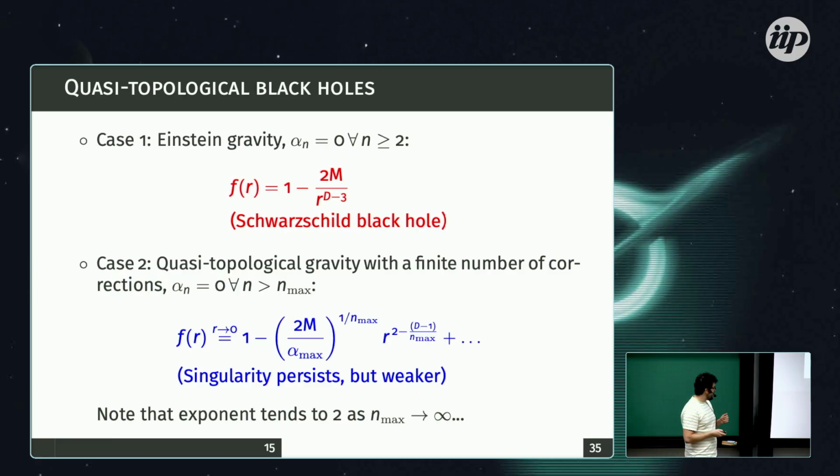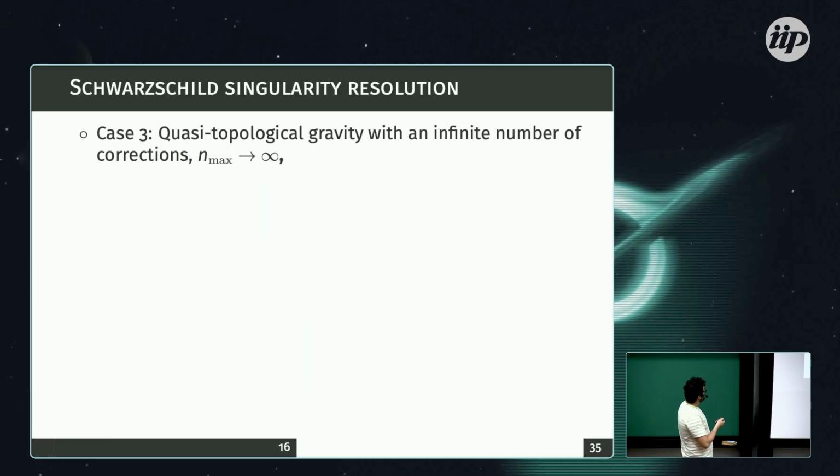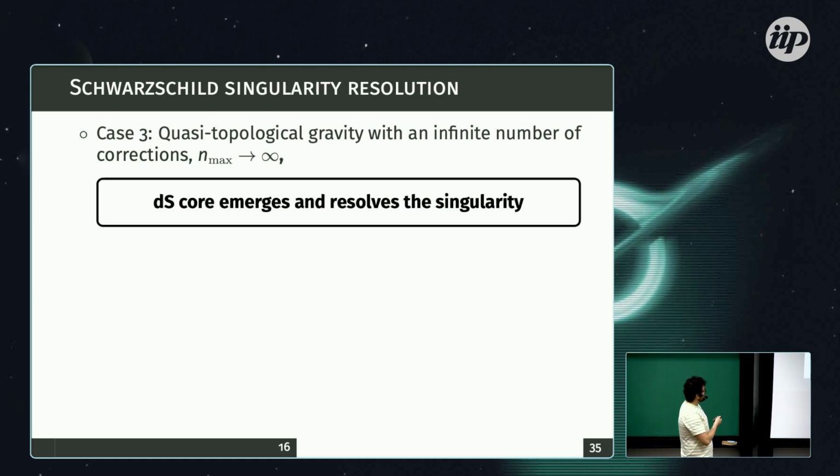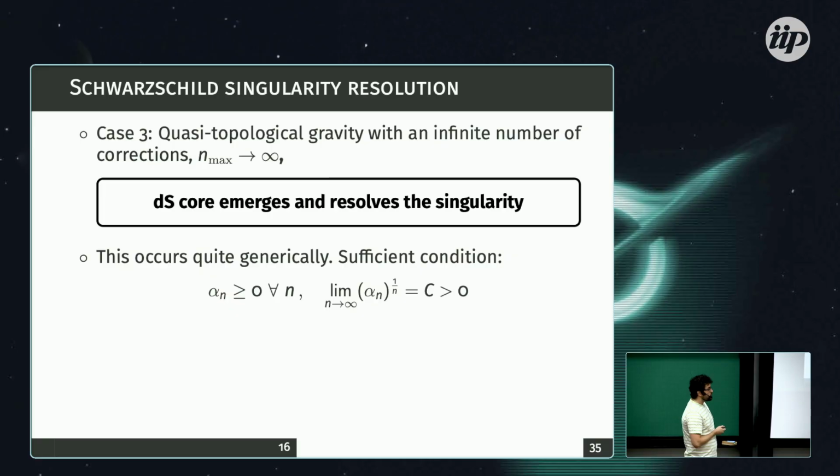So that's precisely what happens. If I consider now an infinite number of terms in the series, there is a de Sitter core and the singularity is gone. You can compute all the curvature invariants for whatever model you want, because I'm not fixing the alphas, and the singularity is gone. There are some qualitative requirements that you need to impose on these alpha n's. This is an example of a sufficient condition. It's not necessary. You can have some of them being negative, but it's just to make it simple.